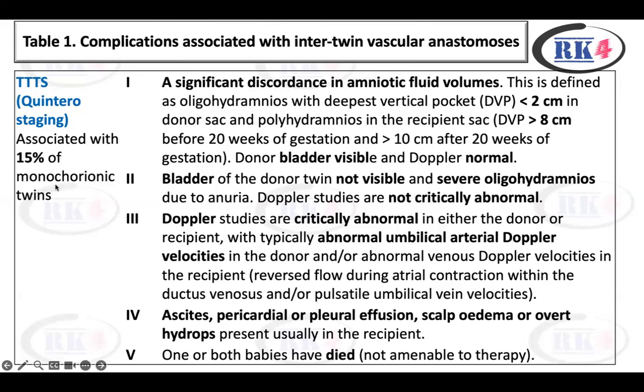And stage 5 is the most serious condition, where one or both babies have died and it's not amenable to therapy. So you have a window of treatment in stages 1, 2, 3, 4, but if stage 5 has happened, it cannot be reversed. So this is how this Quintero staging is done. A very, very important staging, a favorite RCOG question.